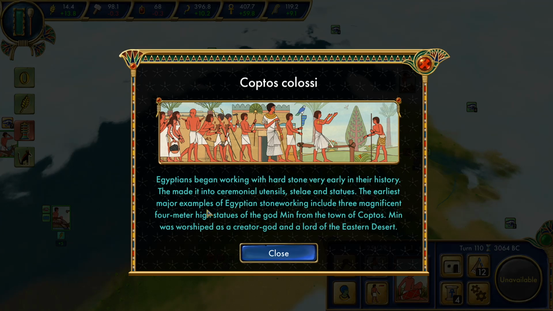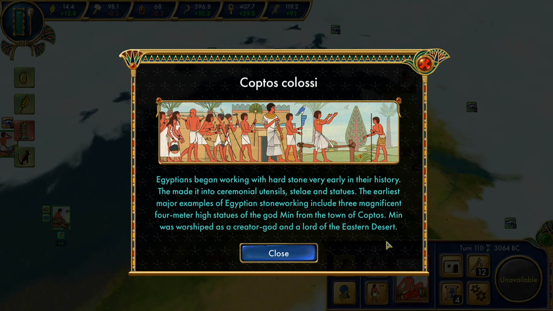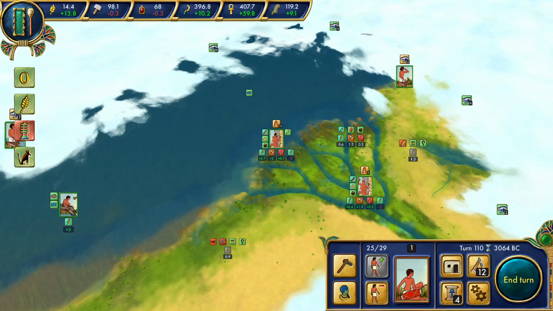Koptos Colossi. And this is basically talking about masonry stoneworking. Egyptians began working with hard stone early in their history, using ceremonial utensils, stelae, and statues. Earliest major examples are three magnificent four-meter-high statues of the god Min from the town of Koptos, worshipped as creator god and lord of the eastern desert. So we can see where this is going, developing the stoneworking ability for later use in the pyramids.